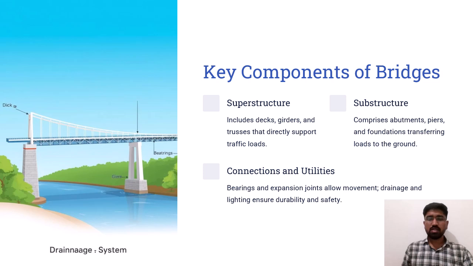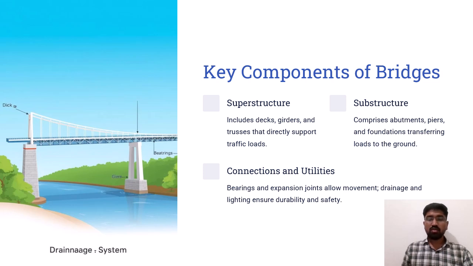Key components of bridges: the superstructure, substructure, and connection and utility. The superstructure includes decks, girders, and trusses that directly support traffic loads. Substructures comprise abutments, piers, and foundation transferring loads to the ground. In connections, bearings and expansion joints allow movements, while drainage and lighting ensure durability and safety. A bridge consists of several key components.